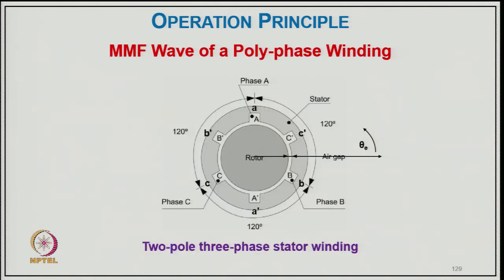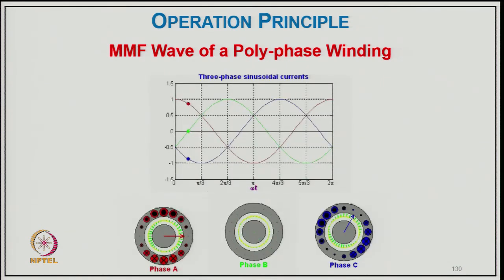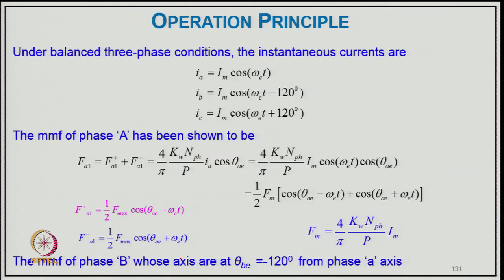Now the MMF wave of polyphase winding: as you can see here, the 2 pole 3 phase stator winding has A phase, B phase and C phase. This is the induced voltage and MMF wave of a polyphase winding, and you can see how it varies with respect to time with different magnitudes. As you can see here, typically for A phase, B phase and C phase, how they are placed, and that represents the corresponding combination together as a rotating magnetic field.